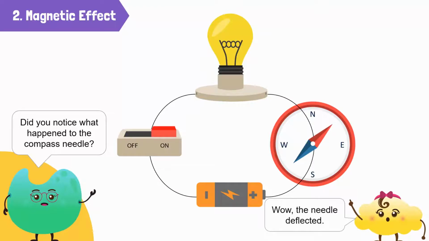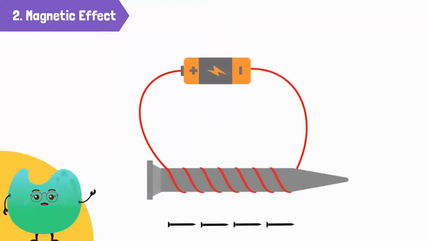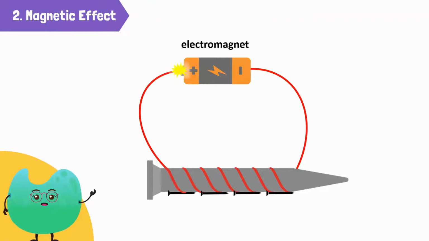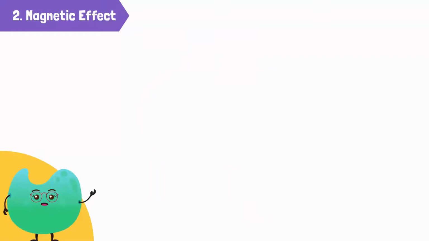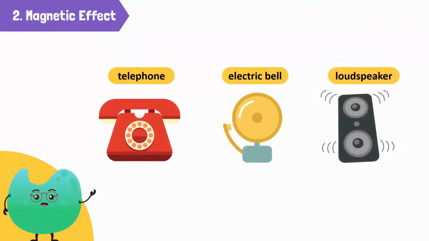Wow! The needle deflected. This shows that an electric current can also produce a magnetic effect. A magnetic effect can be produced in a metal, like iron, by coiling a wire around it. The iron nail behaves like a magnet when an electric current passes through it. Magnets like these are called electromagnets. When the current stops flowing, the electromagnet loses its magnetism. The application of this effect is used in telephones, electric bells, and loudspeakers.